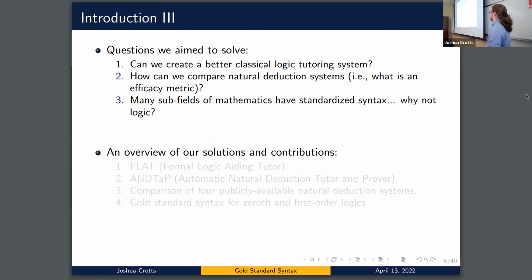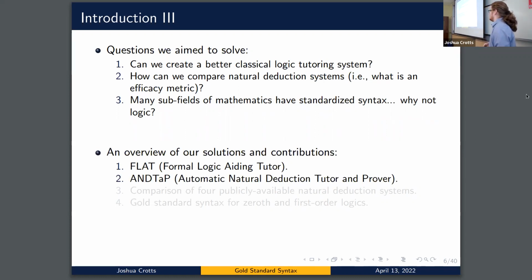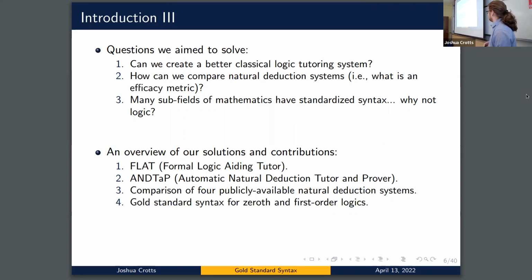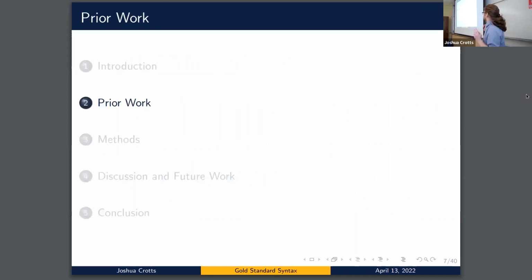All right, so a brief overview of what we did. We created FLAT, the formal logic aiding tutor. We also created ANTAP, the automatic natural deduction tutor improver. FLAT is a desktop application, ANTAP is a web application. We compared 4 publicly available natural deduction systems. And lastly, we created a gold standard syntax for both 0th and 1st order logics.